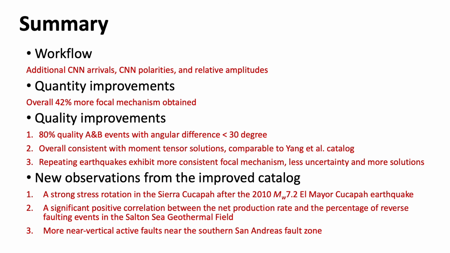To sum up, we obtained additional arrivals and polarities using CNN pickers, resulting in 42% more focal mechanisms with higher quality compared with the standard catalog. The new catalog provides new insights into the stress regime, trigger mechanism, and fault zone structure in Southern California.